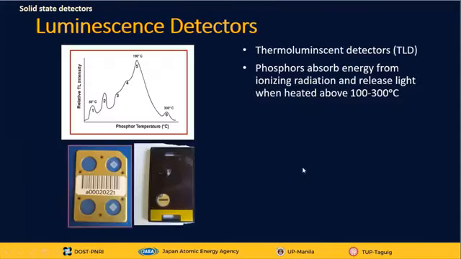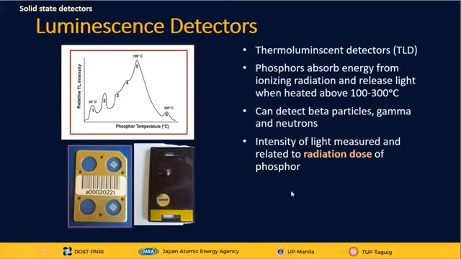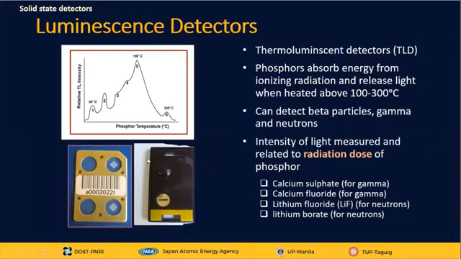An example of a luminescence detector is the thermoluminescent detector, wherein the phosphors absorb energy from ionizing radiation and release light when heated to 100 to 300 degrees Celsius. The intensity of the light under this glow curve will give us the amount of dose absorbed by the material. This type of detector can detect beta particles, gamma, and neutrons depending on the luminescence material. The intensity of the light measured is related to the radiation dose. Examples of materials for gamma detection are calcium sulfate or fluoride, and for neutrons, lithium fluoride and borate.